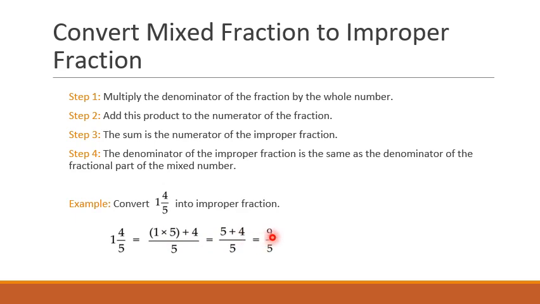So this forms the numerator of the improper fraction, and the denominator remains the same. Whatever is the denominator of the mixed fraction, the same will be the denominator of the improper fraction. So in this way, we can convert a mixed fraction to an improper fraction.